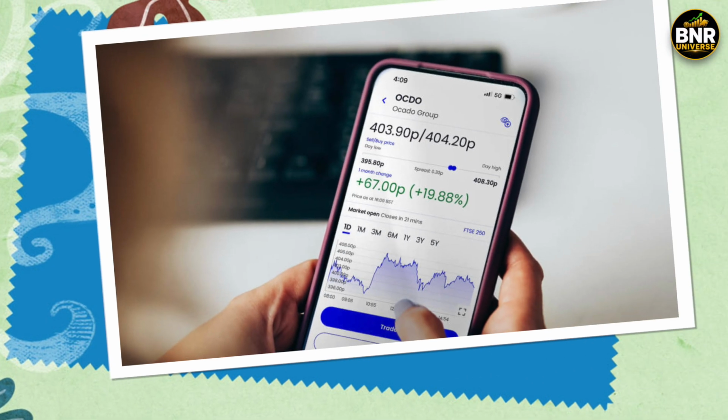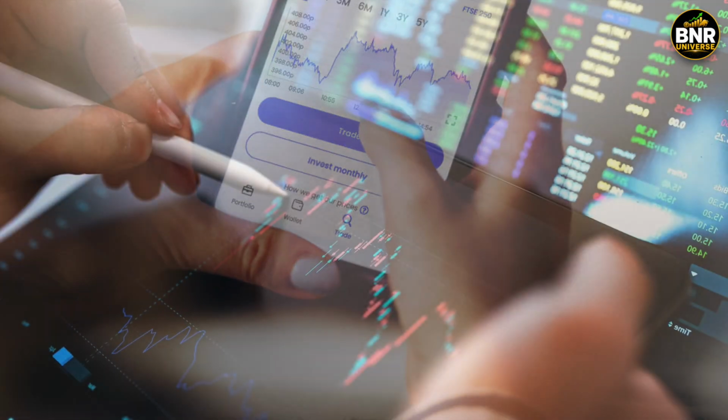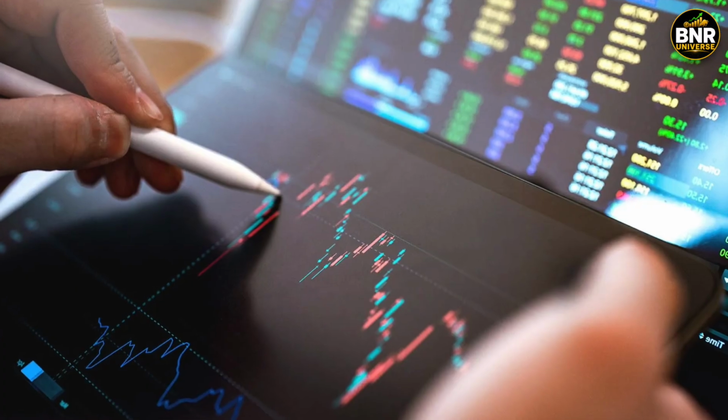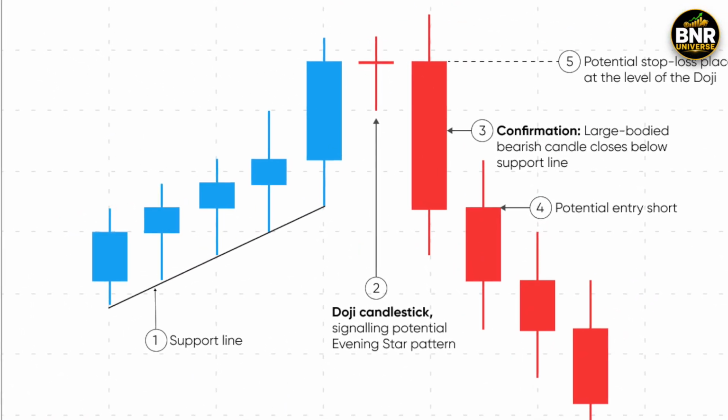Its reliability decreases. Support is an area where buyers often enter. Resistance is an area where sellers usually become active. Candlestick patterns become much more useful when combined with these important price levels.